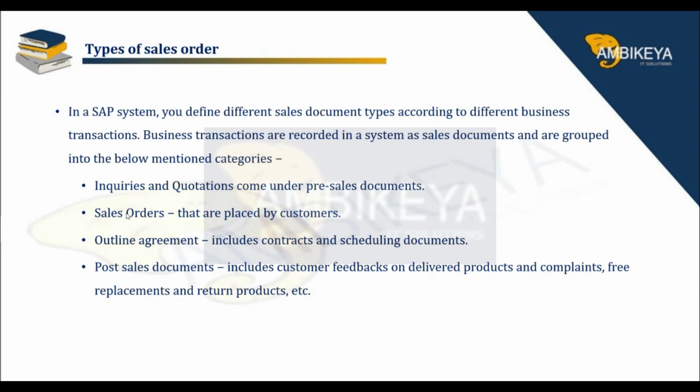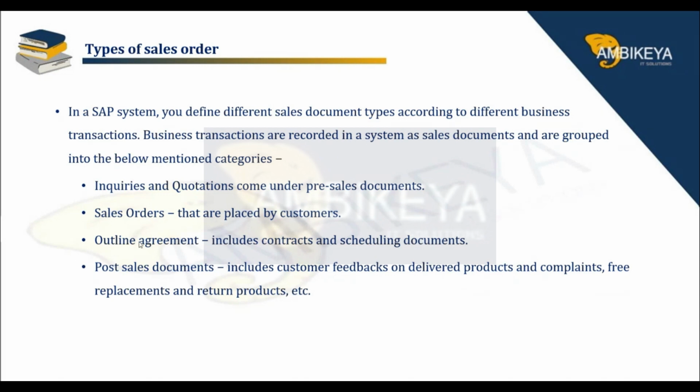Then if he likes, yeah, okay, fine. He likes the quotation, he likes your price. After various negotiations and everything, he gives you an order. He gives you a purchase order, and with respect to that, you get a sales order. So now here we create a sales order. So these are placed by the customers to buy a particular goods.